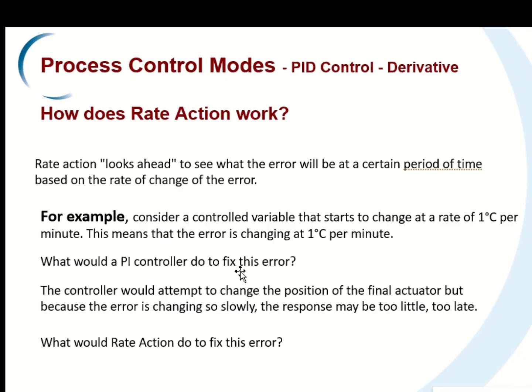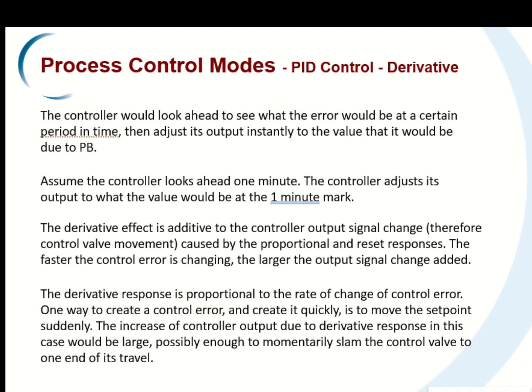What would a PI controller do to fix this error? The controller would attempt to change the position of the final actuator, but because the error is changing so slowly, the response may be too little, too late. What would the rate action do to fix this error? The controller will look ahead to see what the error would be at a certain period of time, then adjust its output instantly to the value that would be due to the proportional band. Assume that the controller looks ahead 1 minute. The controller adjusts its output to what the value would be at the 1 minute mark.